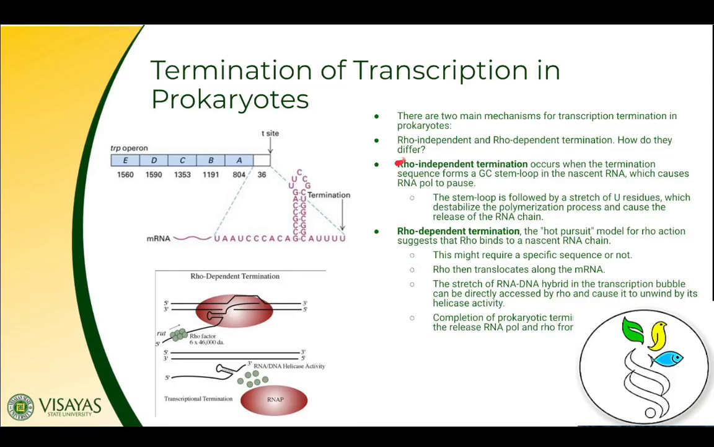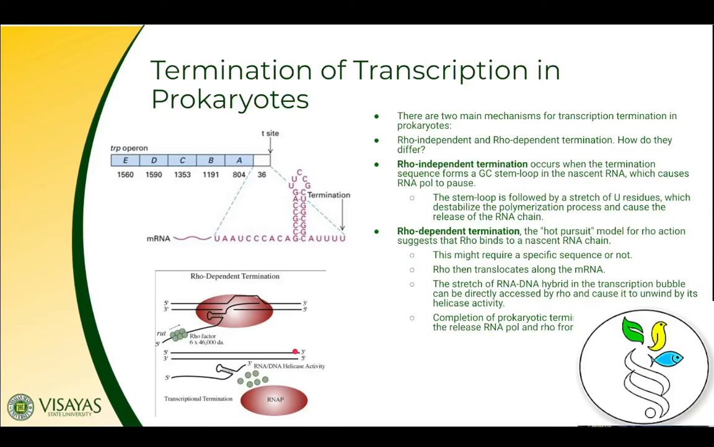Obviously, there are no rho proteins involved. While in the case of rho dependent termination, it follows the hot pursuit model for rho action, which suggests that rho binds to a nascent RNA chain. This might require a specific sequence or not. Rho then translocates along the messenger RNA. The stretch of RNA-DNA hybrid in the transcription bubble can be directly accessed by rho, causing it to unwind by its helicase activity. Completion of termination is distinguished by the release of RNA polymerase and rho from the nucleic acid. Okay? So that's how transcription is terminated in prokaryotes. It could be rho dependent or rho independent.